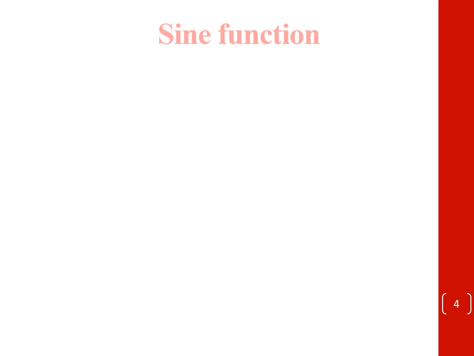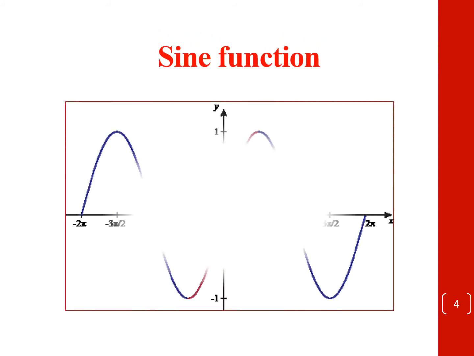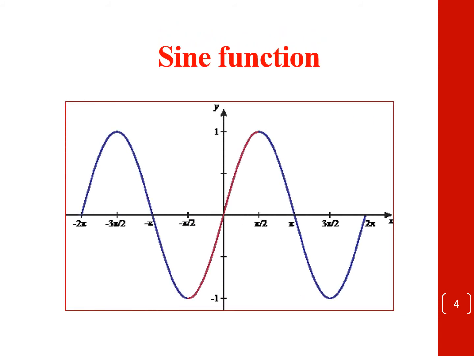Now we'll see the sine function, student. See the graph of the sine function. The sine function, like the trigonometric functions, is onto but not 1-1. Hence, its inverse function cannot exist. See student, here we have the value 1 at pi by 2 and also at minus 3 pi by 2. So, the function is not 1-1.